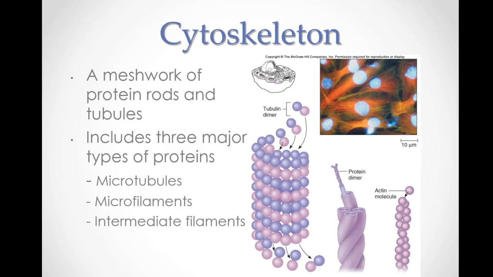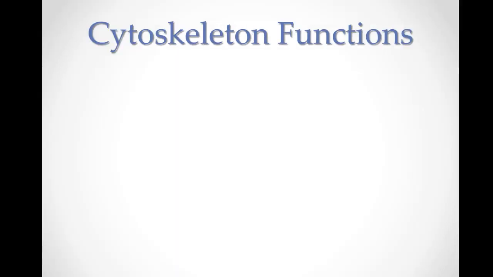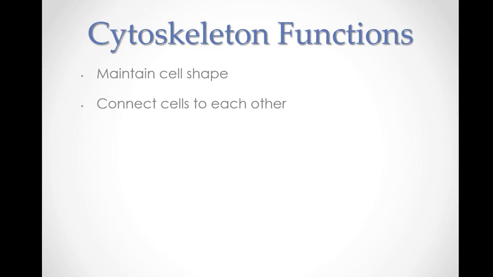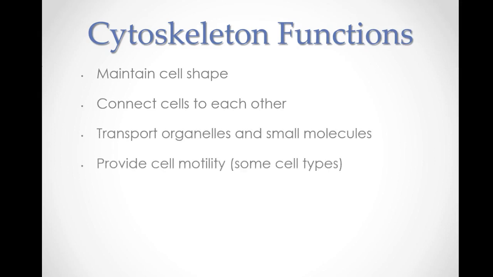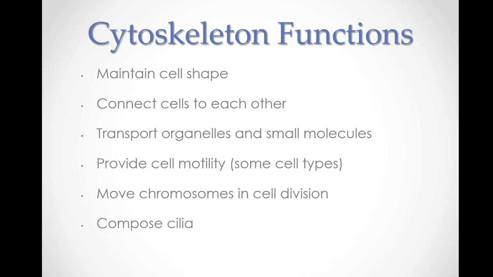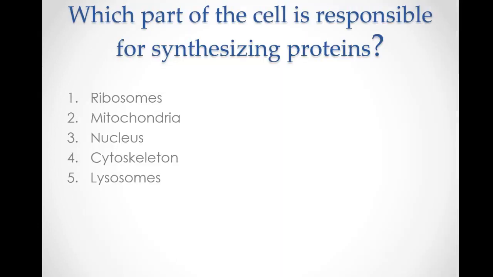So they give everything structure, which is why we refer to it as a skeleton. Even though it's not truly hard like the skeleton inside of you is, it still provides some structure for the cell. So it maintains cell shape, connects cells to each other. We can transport molecules. Some can provide motility to cells. We move chromosomes during cell division, which I'll talk about in the next lecture. It composes cilia, which some single-celled organisms use to move around.